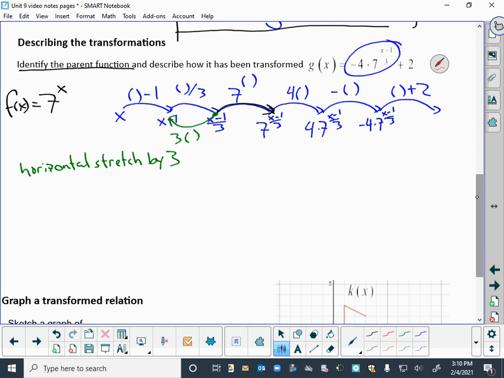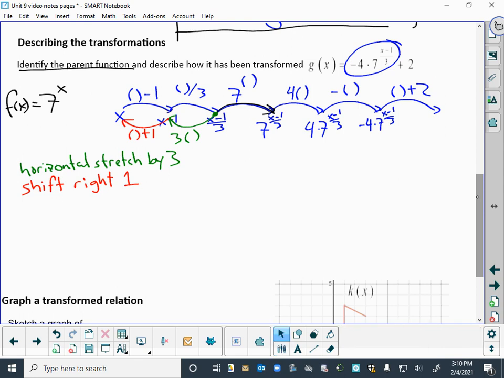Okay. The next thing that happens in the horizontal is going to have to be adding 1, so that is a shift to the right 1. Okay? In that order. Has to be in that order.